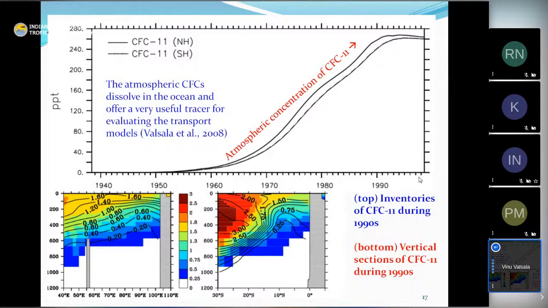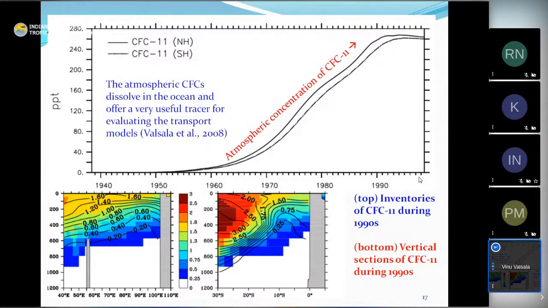Now we have observations of CFC in 2000, for example, or 1995, 1996, from circulation cruises. They have meticulously sampled the CFC. So you compare your model CFC and observed CFC and see whether they are matching.